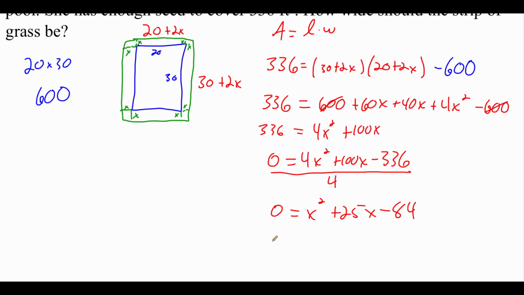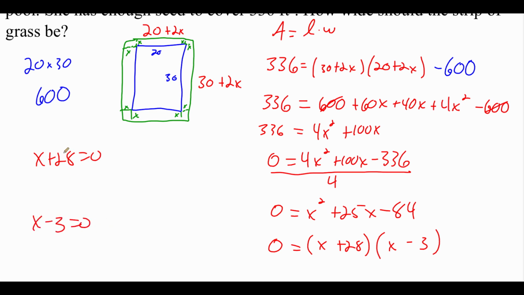And then this is actually factorable. So to get that x squared, we're going to need a couple of x's. We need things that are going to multiply to negative 84, but add up to 25. And that's going to be a positive 28 and a negative 3. Now that we have this factored out, we can take each factor and set it equal to 0. So the x plus 28 equals 0, and the x minus 3 equals 0. We're going to subtract that 28 over to the right-hand side, so we get x equals negative 28. And I'm going to add that 3 over to the right-hand side, so we get x equals 3.